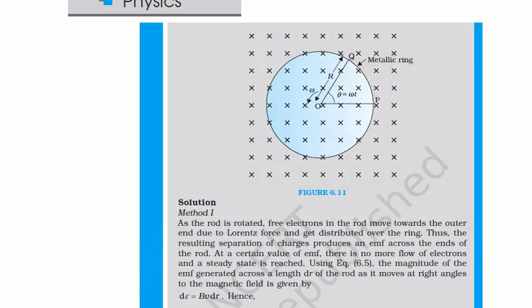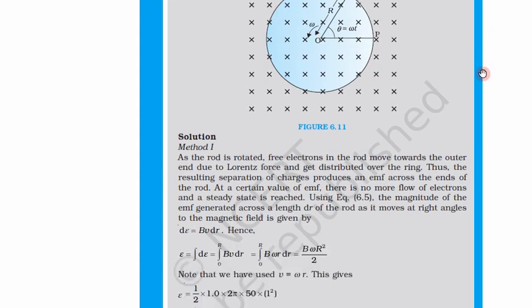Now what do we have to calculate? We have to calculate the EMF generated between the center and the end point on the metallic ring. One point is at the center and another point on the metallic ring. So we have to calculate that EMF. Now let us see how we do this.